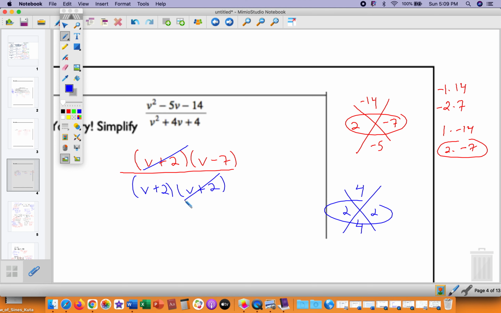Our v plus 2 quantities cancel in the numerator and denominator, so we're left with v minus 7 over v plus 2. Can't cancel out v. All four terms aren't divisible by v.